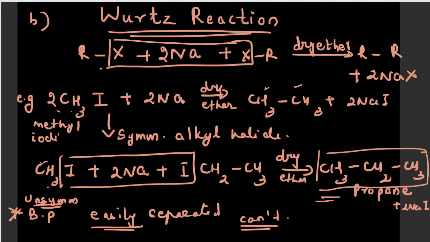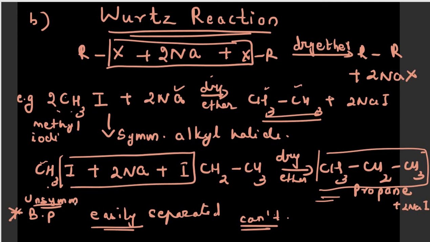So, what is Wurtz reaction? In the case of Wurtz reaction, an alkyl halide, preferably we are taking bromide or iodide, is treated with sodium in presence of dry ether, and we get a symmetrical alkane containing twice the number of carbon atoms present in the alkyl halide.